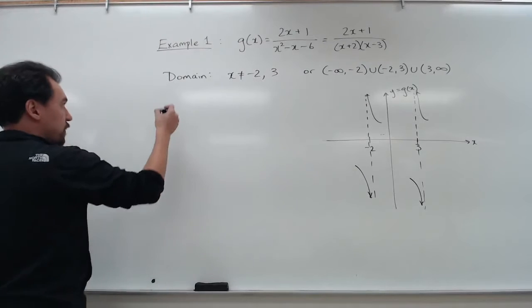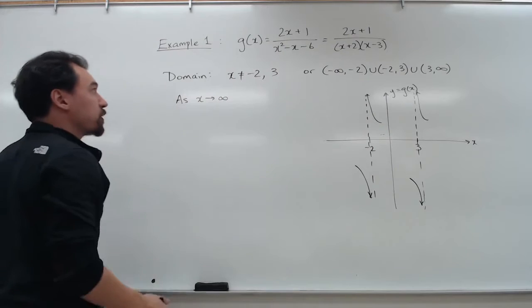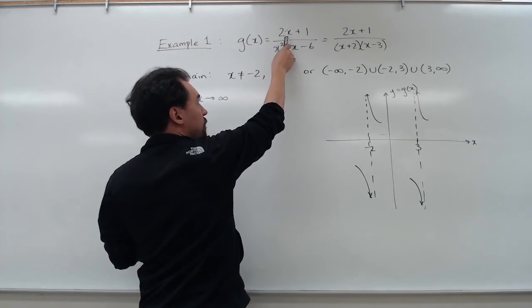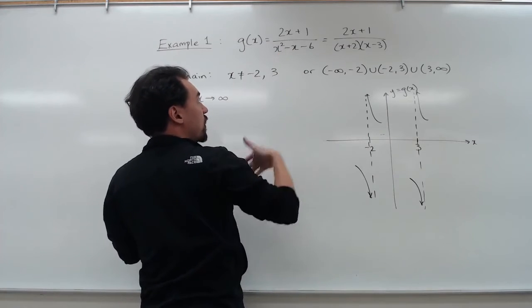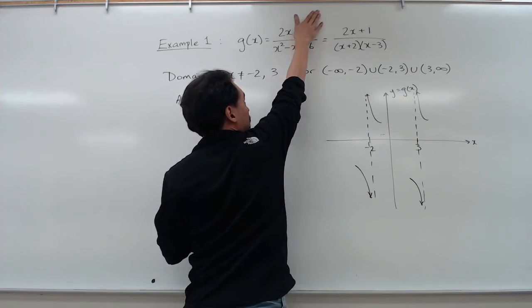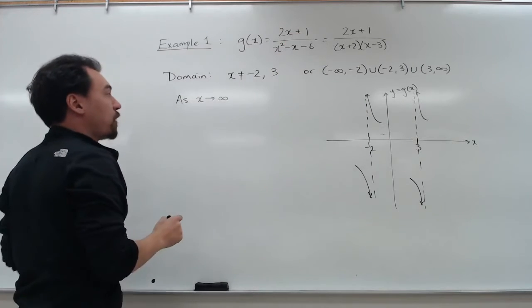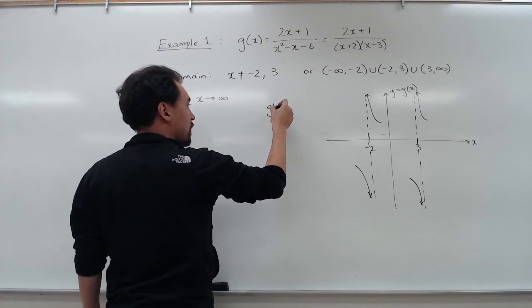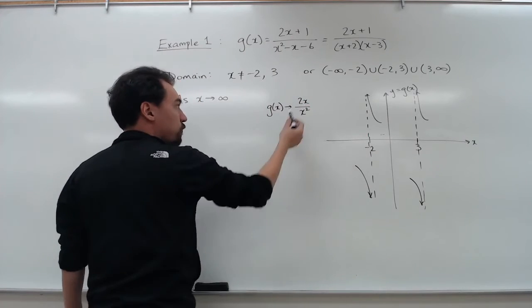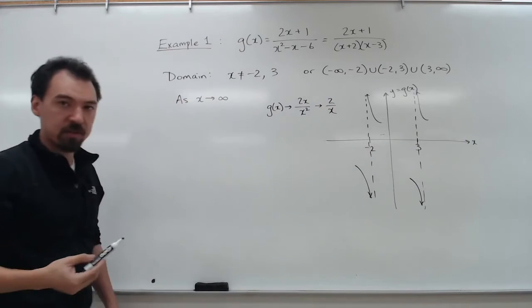Okay, now let's look at end behavior. So we're going to say as x approaches infinity, meaning as x goes to really, really big numbers. So the rule is when x goes really big, the biggest power of x dominates because the smaller powers of x are just tiny compared to the biggest power. So we ignore the plus 1, we look at just the 2x on top, we ignore the minus x minus 6 and just look at the x squared on the bottom. So we would say g of x ends up looking like 2x over x squared, which we can perhaps simplify and say that ends up looking more like 2 over x.